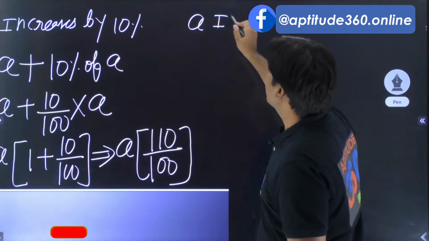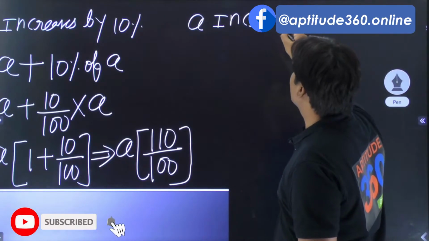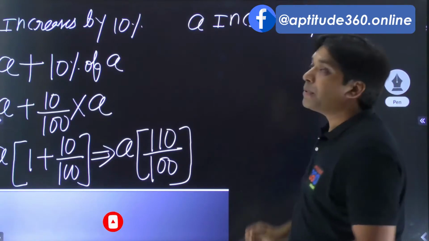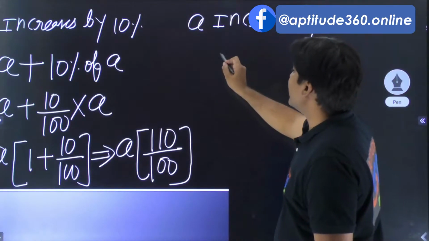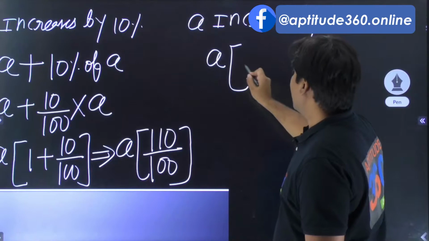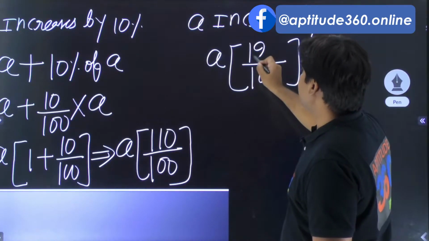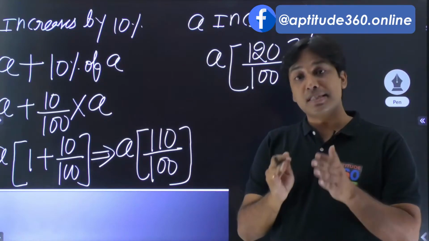Say if I say that A is increasing by 20%. So what is going to be the final value? Would I be able to write this as A? In the denominator it is 100, and in the numerator it will be 120. You should be convinced with this line.